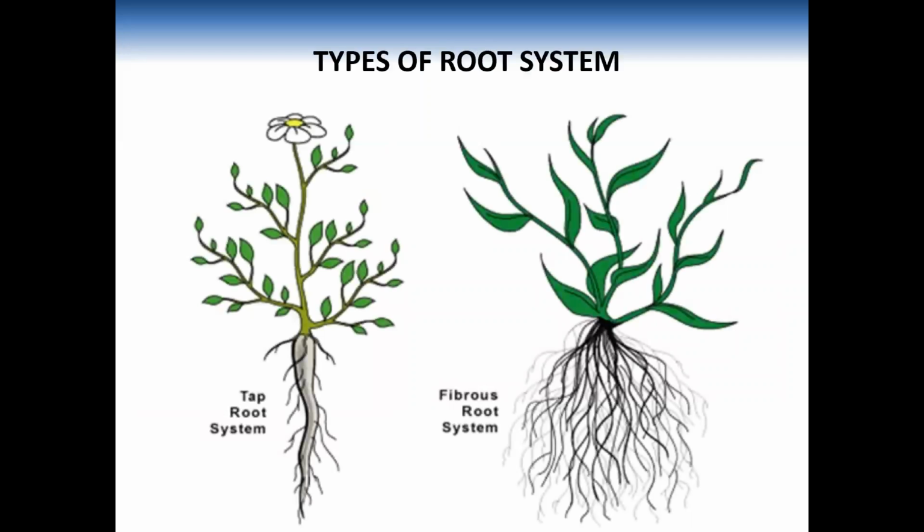There are two types of root system. First one is taproot system and the second one is fibrous root system. In taproot system, there is a main root and the small roots are coming out. These small roots are also known as lateral roots. Whereas in case of fibrous root system, there is no main root and the roots are coming directly from the base of the plant.